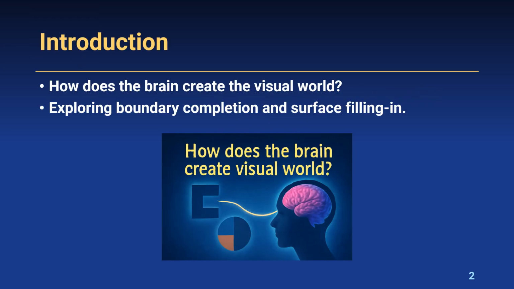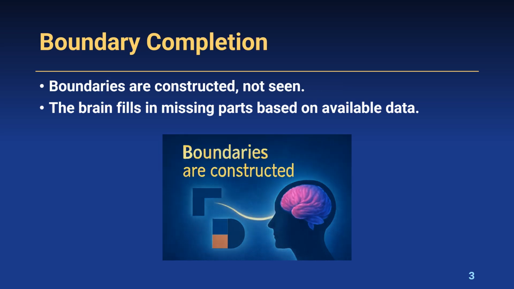At first glance, the act of seeing seems like a simple process. We look at the world, light enters our eyes, and we register what's around us, right? But according to Grossberg, seeing isn't passive at all. It's an active, complex process where our brain constructs the reality we perceive. So how does this happen? Let's break it down. The first key concept we need to understand is boundary completion.